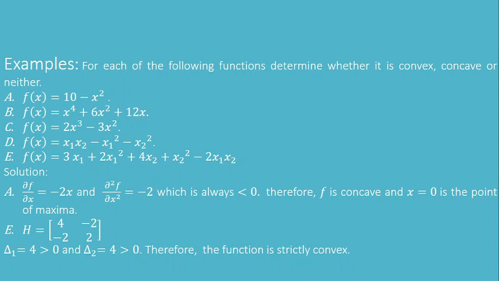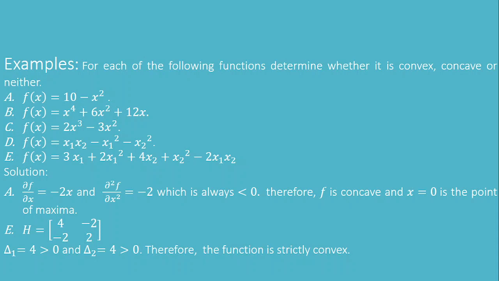Now we take the E part, which is a multivariable unconstrained optimization. So we have to check whether this function is convex or concave. So here we'll evaluate the Hessian matrix. Hessian matrix is the matrix of second partial derivatives. And once we have found the Hessian matrix, then we'll evaluate the first principal minor, which is 4. So that is greater than 0.